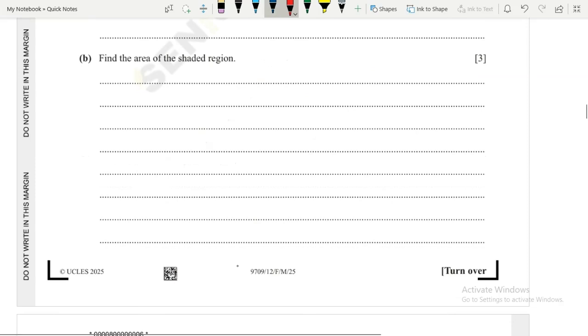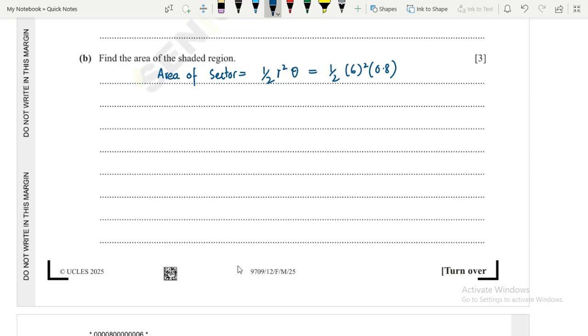So this will be the area of the sector. This will be half r square theta, half into 6 square, and theta will be 0.8, and this will become 36 by 2. It becomes 18 into 0.8. Let's check the area. 18 into 0.8, it comes out to be 14.4 cm square.